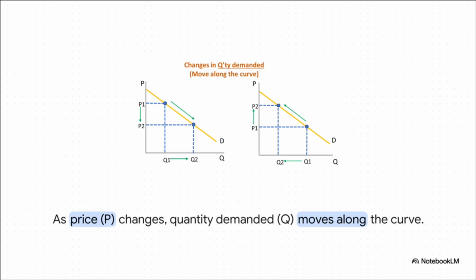Take a look. When the price drops from P1 down to P2, what happens? We don't jump off the path. We just slide down along that existing demand curve, D, and the quantity people want goes up from Q1 to Q2. It's a simple, direct response along the same curve.